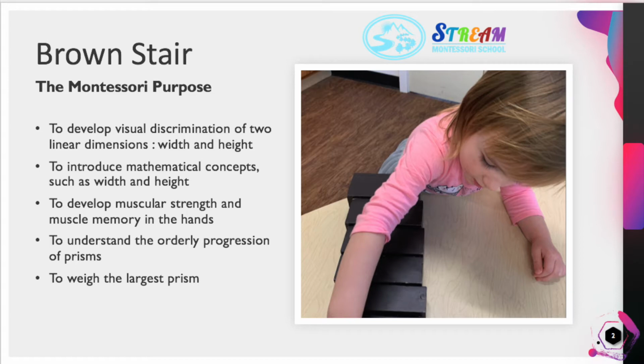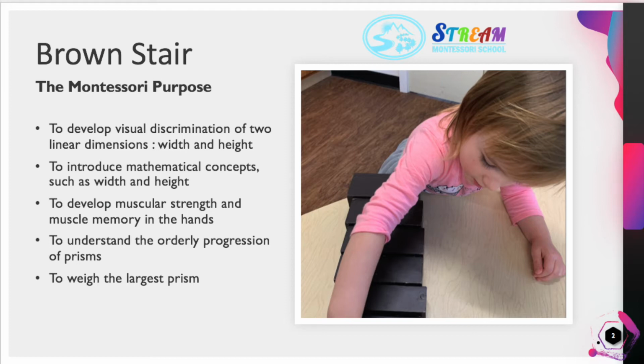The smallest prism is 20 centimeters by 1 centimeter by 1 centimeter, the second prism is 20 centimeters by 2 centimeters by 2 centimeters, and so on up to the largest, which is 20 centimeters by 10 centimeters by 10 centimeters. The prisms are all the same color so that the concepts of width and height are isolated for the child. The brown stair is displayed horizontally on the shelf with the square ends facing outward.